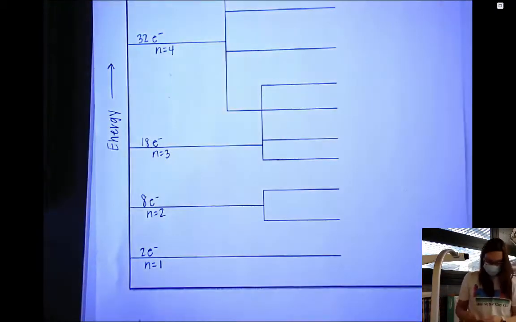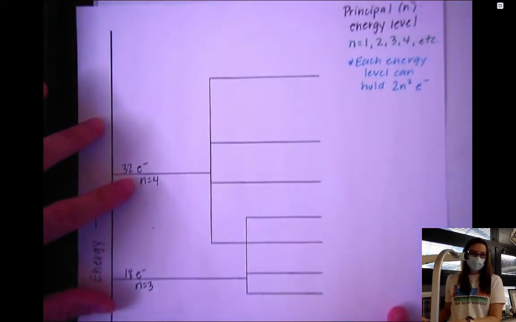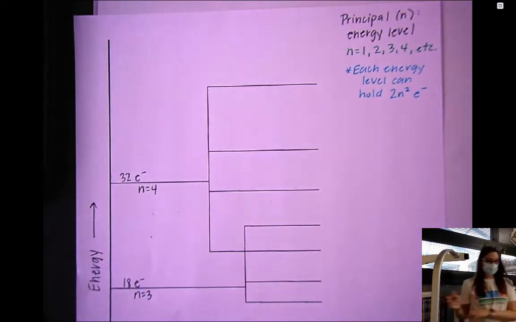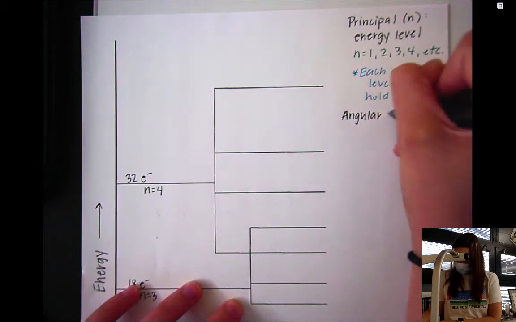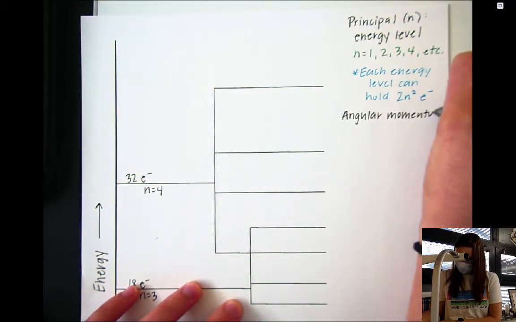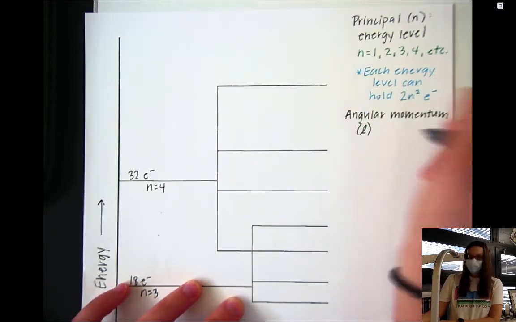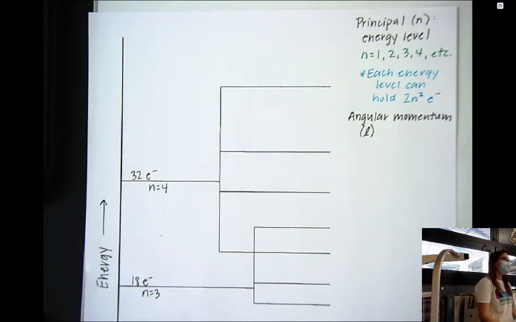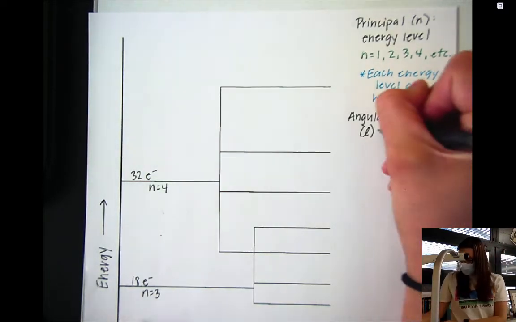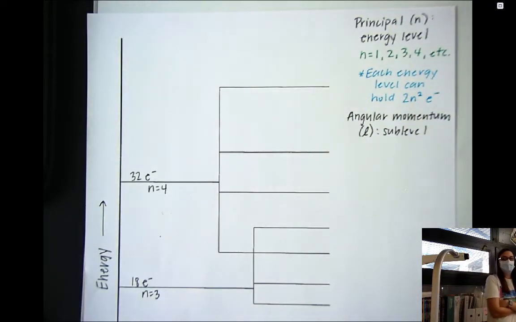Okay, so the next quantum number that we're going to look at, the next step down, is called the angular momentum quantum number. An angular momentum quantum number is represented by the letter l. I make a cursive l just so that we can tell the difference between an l and a 1, because it is a lowercase l, it's not capital. And the angular momentum quantum number tells us the sublevel that that electron is in.